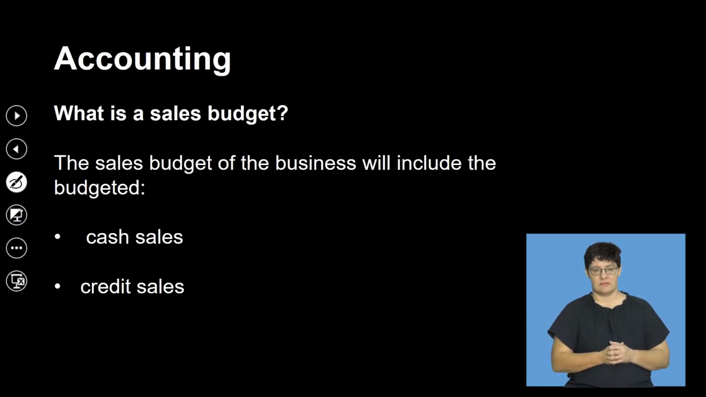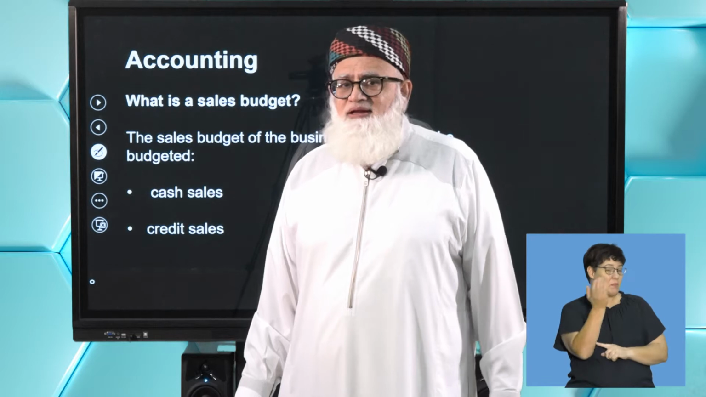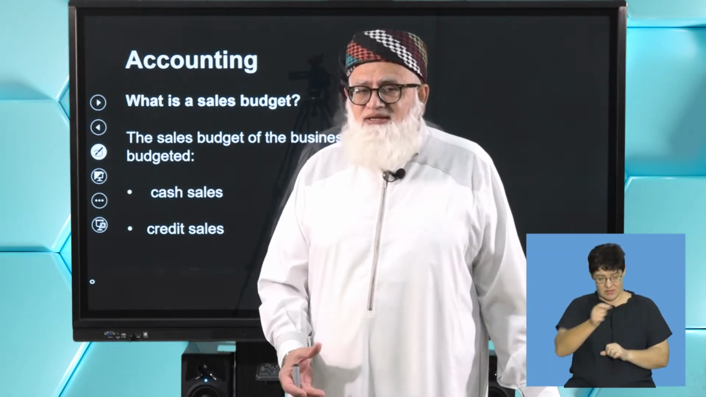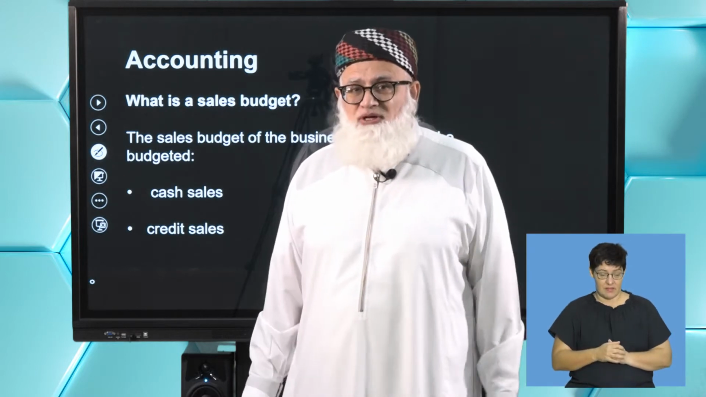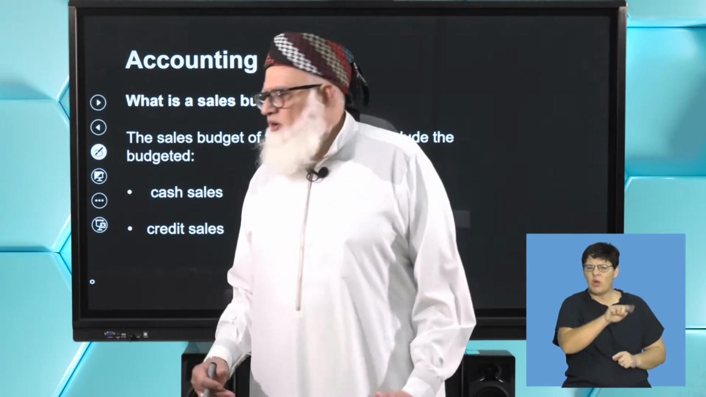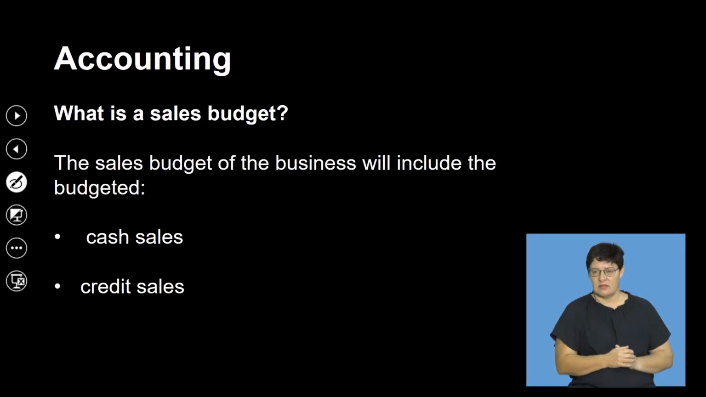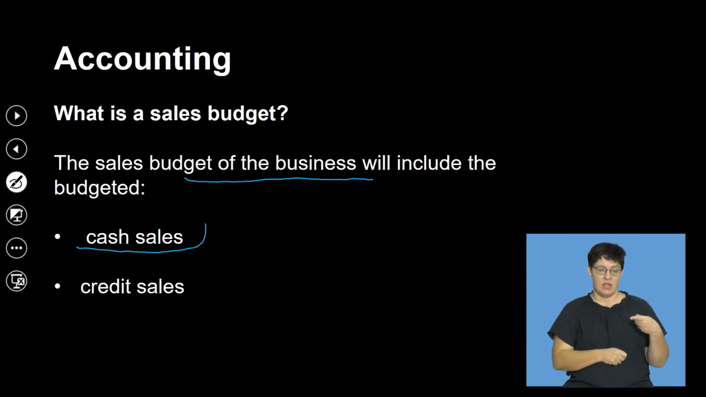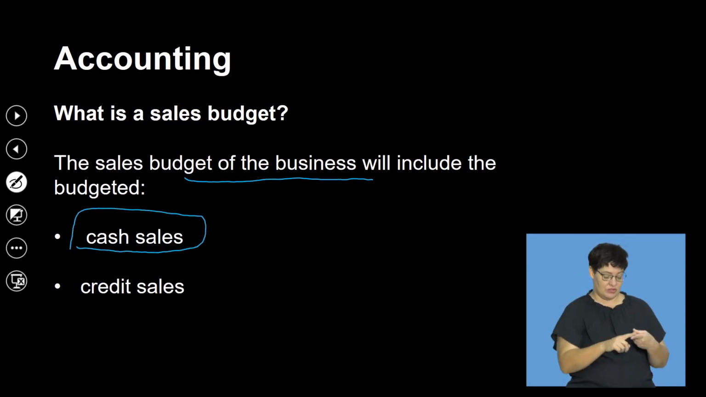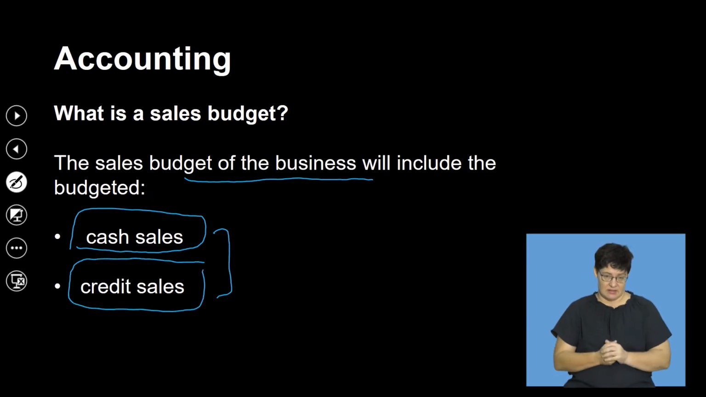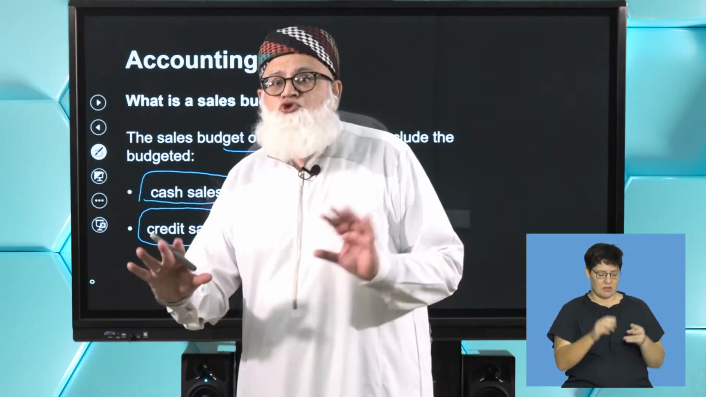Now we talk about a sales budget. Remember I said the other budgets would impact on your cash budget? The one that we look at in particular is your sales budget. So what is the sales budget all about? The sales budget of the business will include, one, your cash sales, right? And two, your credit sales. In other words, there are two components of your sales that you're looking at.